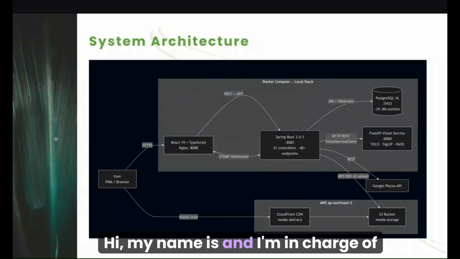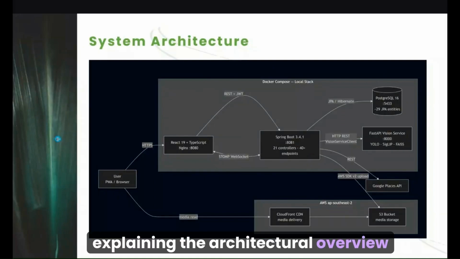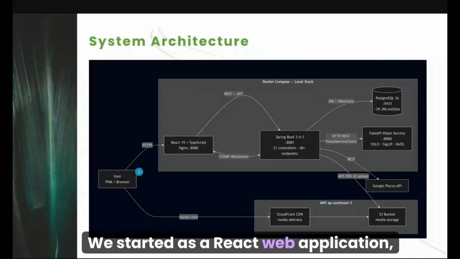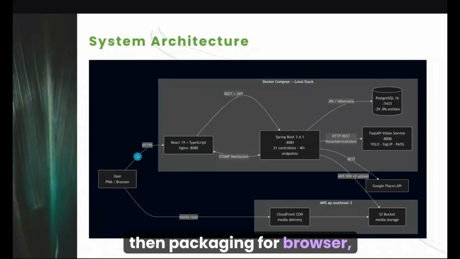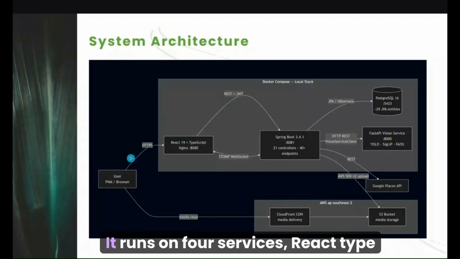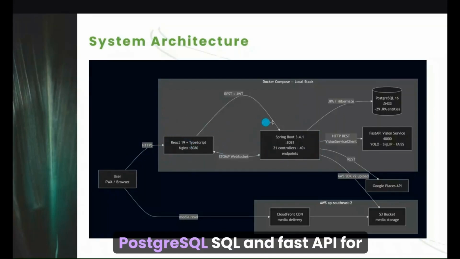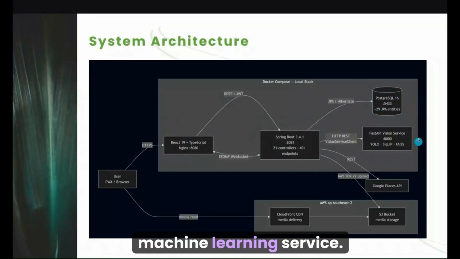Hi, my name is Hoàng Mạnh Nguyễn, and I'm in charge of explaining the architectural overview of the application. Locale is a progressive web app. We started as a React web application, then packaged it for browser installation on any device. It runs on 4 services: React TypeScript frontend, Spring Boot backend, PostgreSQL, and FastAPI for the machine learning service.